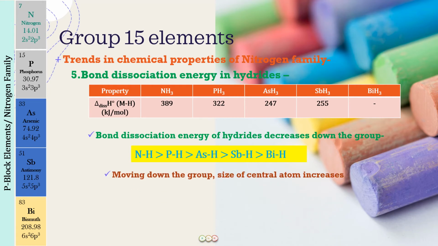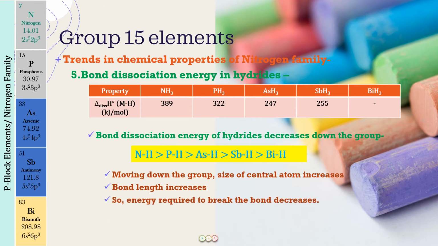Now why is this the strongest? Because again, when we go down the group, the size of the central atom increases. Therefore the bond length increases, and as the bond length increases, the strength of the bond decreases, and hence less energy is required to break the bond. So as we go down the group, the bond dissociation enthalpy values are decreasing, and the bond strength also, if somebody asks you, is decreasing.